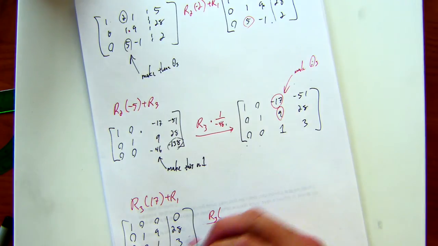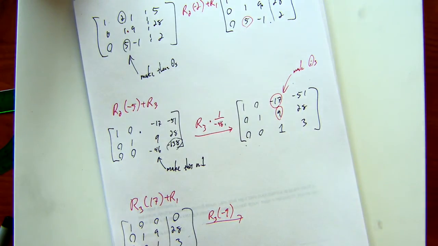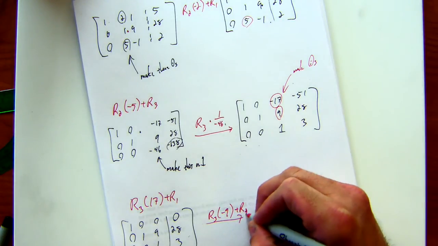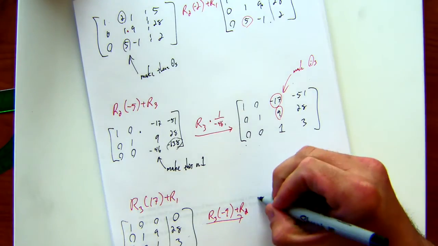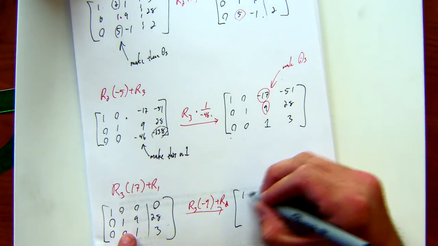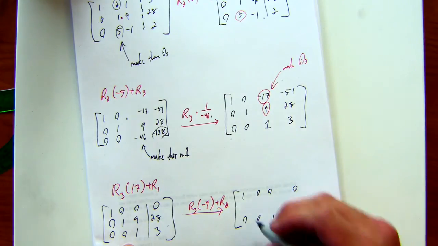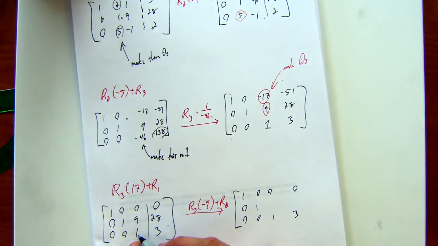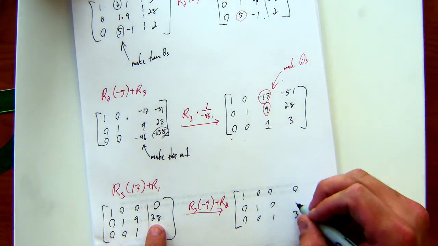And then the last one that I want to do, row 3 times negative 9, and then add that to row 2. So 1, 0, 0, 0, 0, 0, 1, 3, 0, 1. Negative 9 plus 9 is 0. 3 times a negative 9 is a negative 27. Adding that to 28 is a positive 1.